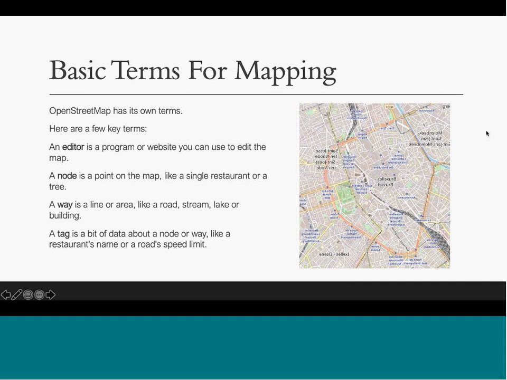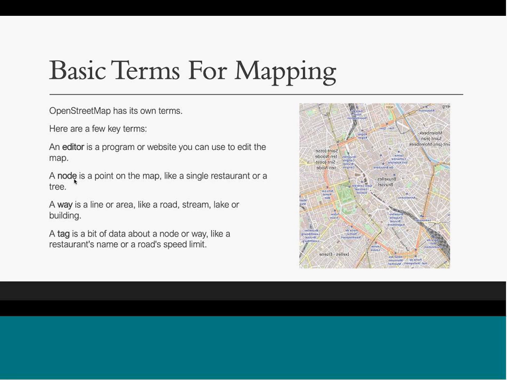So thanks for some patience. There are a few key terms. An editor is the program or website that you can edit the map on. How that works in a second. Then you have a node, which is a point on the map. A node can be a restaurant, a tree, or, as I showed you before, an unofficial campground where you can rest along the way.